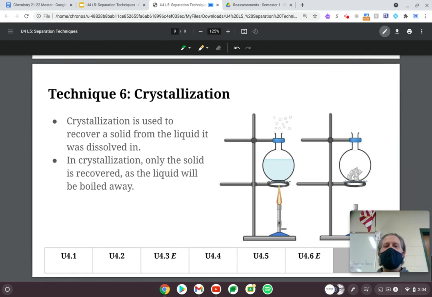The last technique we need to talk about is crystallization. And in crystallization, it usually has to do when something has been dissolved. So like a solid has been dissolved. So in this case, it might be like your sugar or your water.